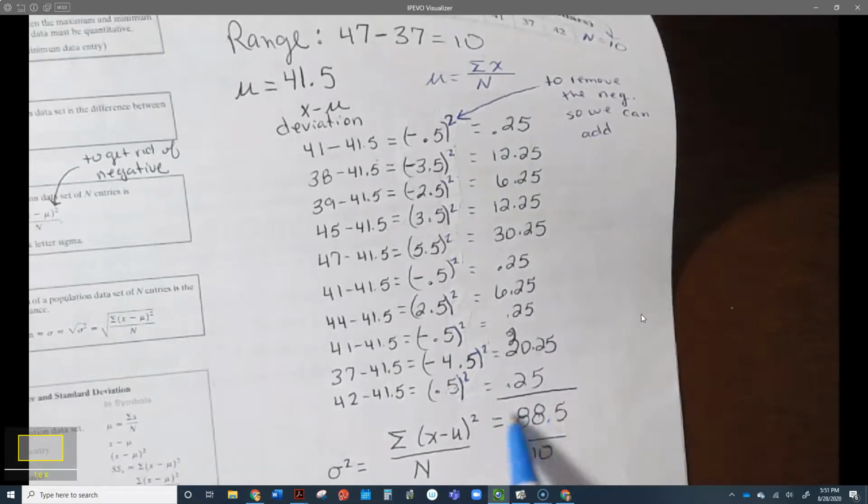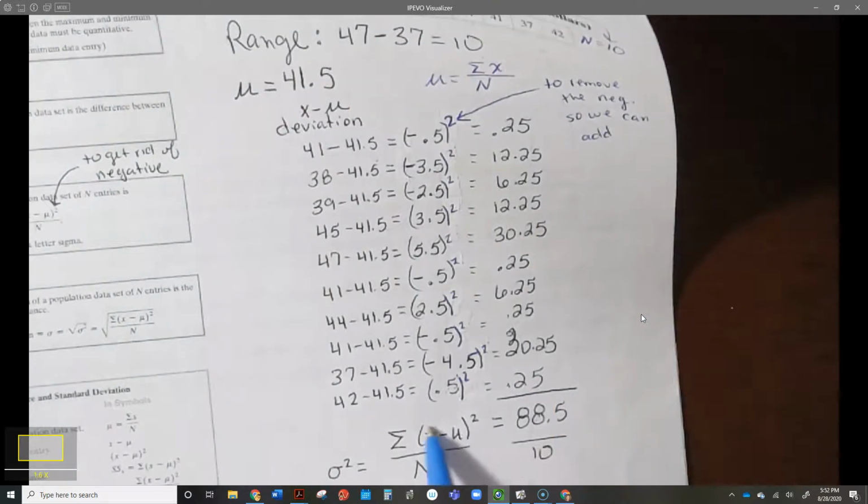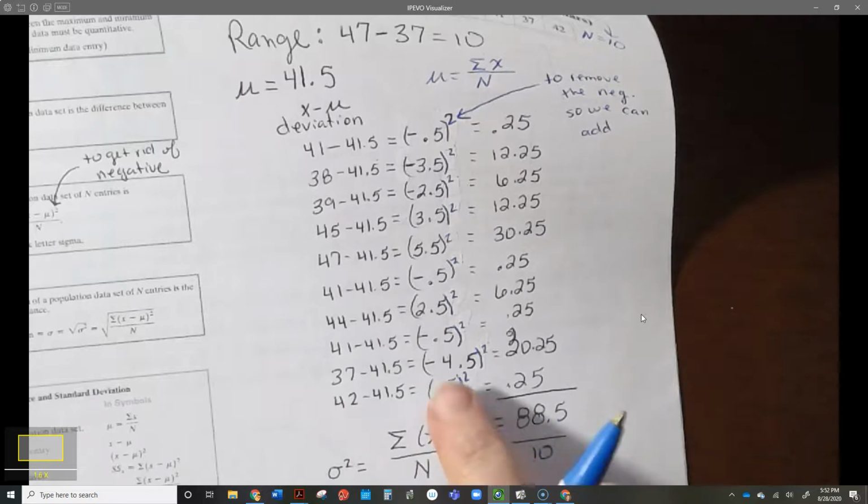So this is called the sum of the differences squared. This is the sum right here. I add it all up. What did I add up? The differences squared. Okay, so I added up the differences squared, and then I divided by how many differences squared I had. That's an average, right? I'm adding something up. I'm dividing by how many I have.